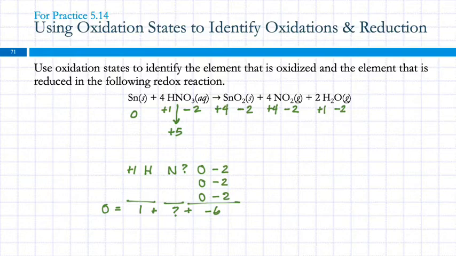Okay, so now that we did all of that, we're looking for the element that's oxidized and the element that is reduced. So we're not going to say that HNO3 is oxidized or reduced. We're going to talk about just a single element. So we're going to go in here and see who has changed their oxidation state. So tin, just start with that one because it's first. Tin went from 0 to +4.